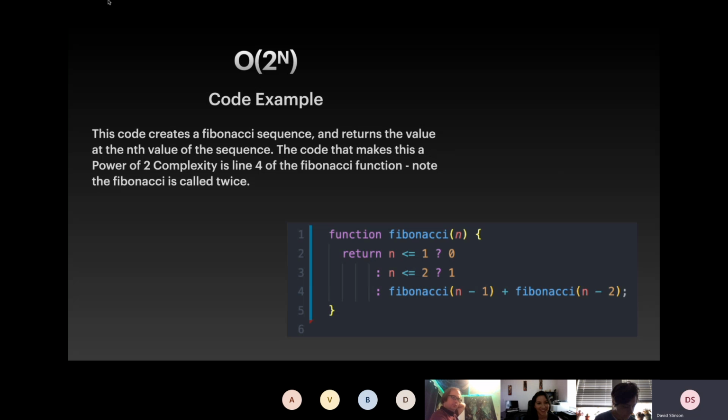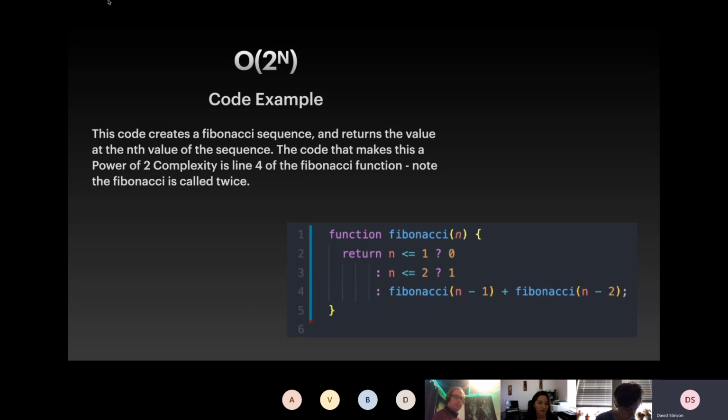So here's a code example. This is creating a Fibonacci sequence. It returns the value of the nth value that we're passing in of the sequence. What makes this a power of 2 complexity is line 4. That's when we're calling the Fibonacci function twice recursively within the Fibonacci function.